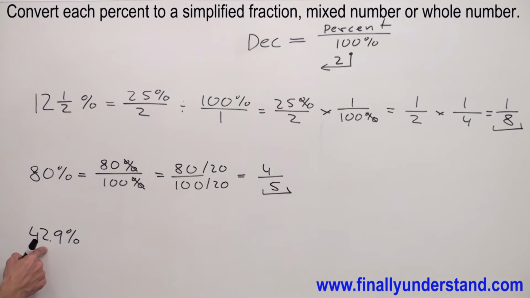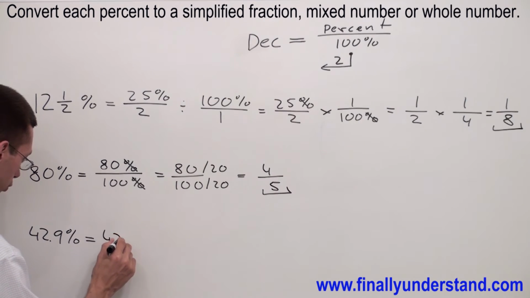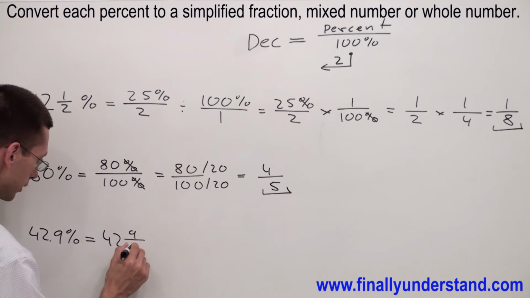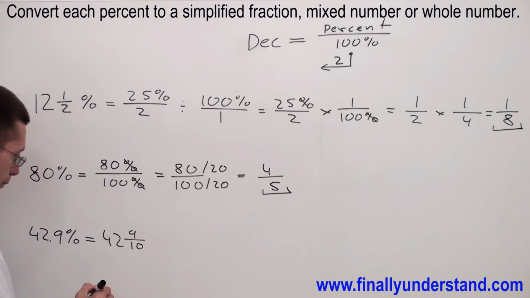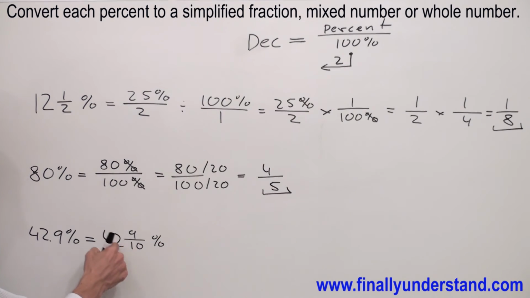Let's take a look at this example. I have 42.9%. I have to convert this to a fraction. Now, you're supposed to read this number as 42 and 9/10. Okay, so that's why I'm going to write this is equal to 42 and 9/10%. Okay, this is a mixed number.